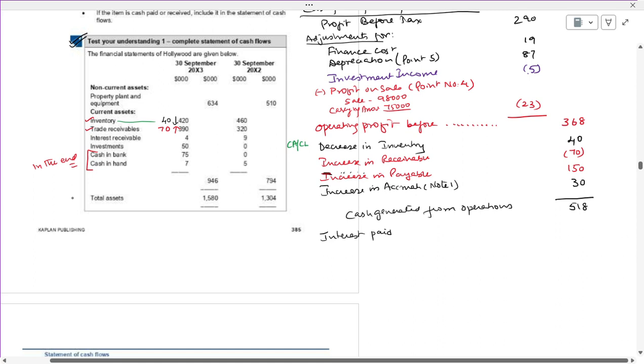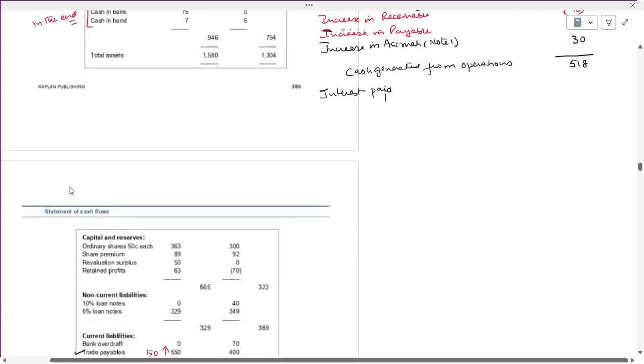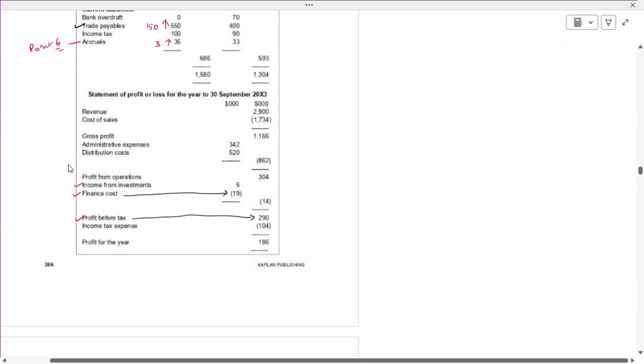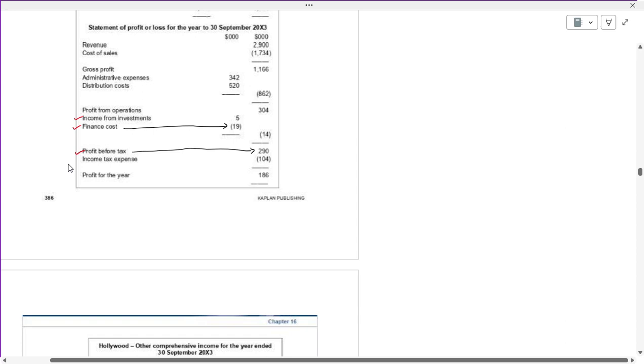Is that interest paid? Slowly, don't rush. Okay, first problem, it will take time. Okay, interest paid. How much is the interest we have? Say, finance cost is how much? 19. Is it right?